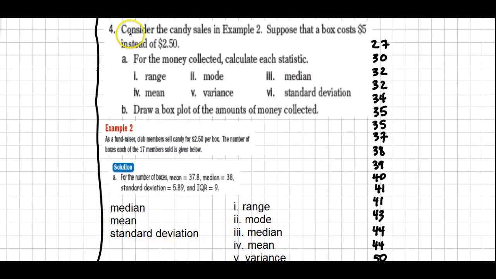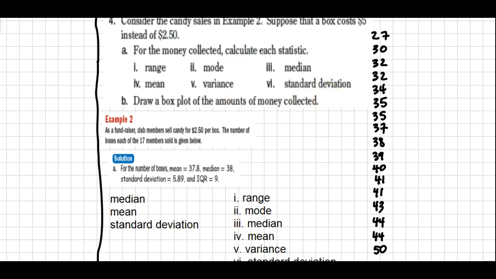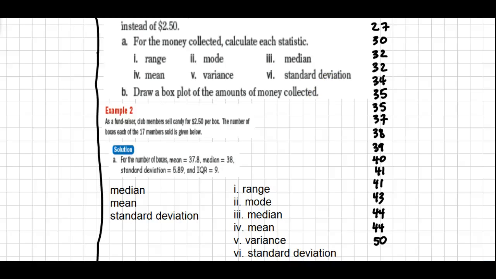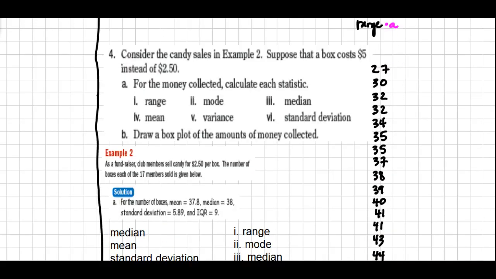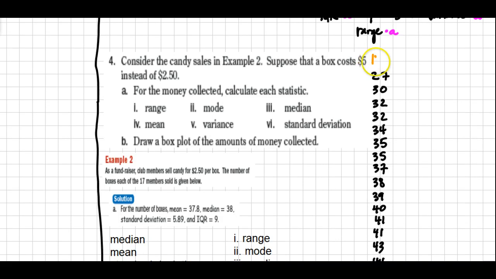Question number 4 says, consider the candy sales in example 2. Suppose that a box costs $5 instead of $2.50. For the money collected, calculate each of these 6 statistics. Then draw a box plot of the amounts collected. So I went back to example 2 for students and copied the data that they're going to need. This list of data represents the number of boxes that were sold by students. And this is your original data.